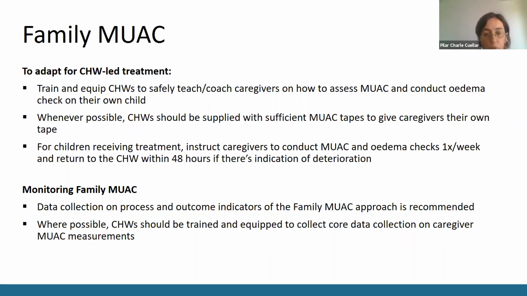Of course, in this first module, if we are going to introduce the family MUAC, we need to monitor this intervention. So, whenever possible, data collection on process and outcome indicators of the family MUAC approach is recommended in order to inform all of the things that we are doing. So I can give you some examples. For example, some outcome indicators that we need to collect are the percentage of correct mothers' MUAC measuring and edema checks, or another example can be an output indicator, the number of MUAC tapes that we have distributed, or the number of mothers that have been trained. Slide, please.